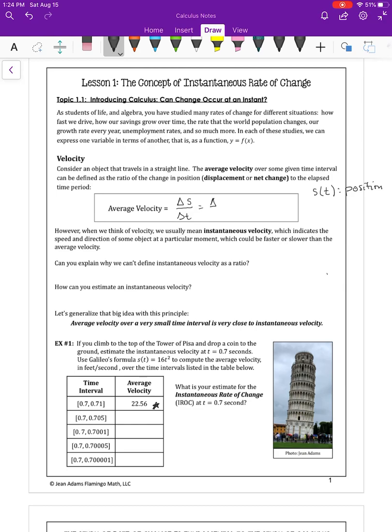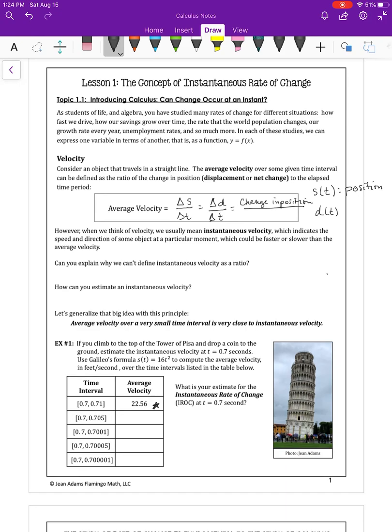If this was d of t, right? If that was our position function, it would be the change in the position d over the change in time, okay? So basically, change in position over change in time is average velocity.